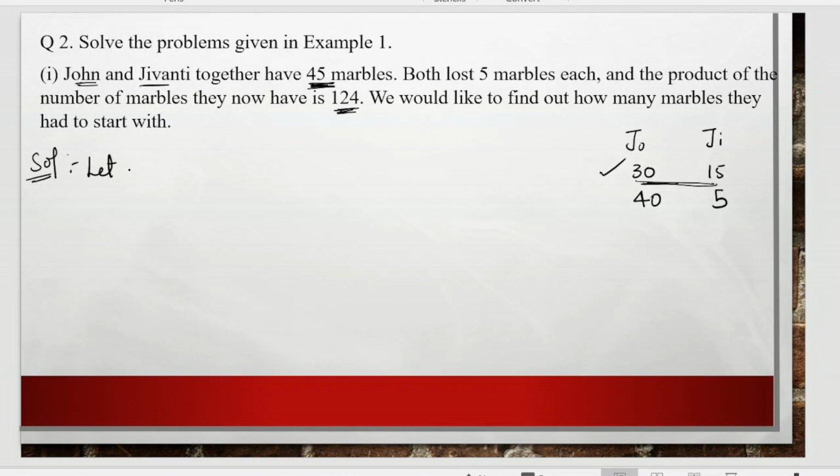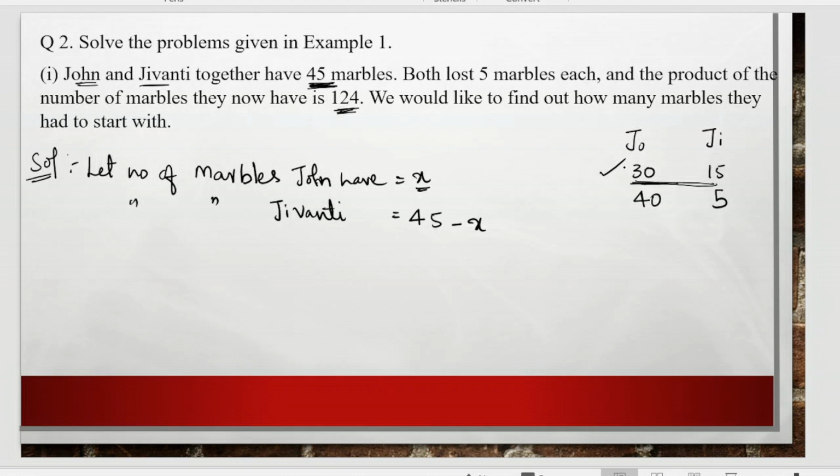We will let the number of marbles John has be x. And the number of marbles Jivanti has is, see, total they have 45 marbles. So if John has x marbles, Jivanti will have 45 minus x. Let us take this example: if John has 30 marbles, then Jivanti will have 45 minus 30, which is 15 marbles. You can also take the number of marbles Jivanti has as x and the number of marbles John has as 45 minus x. You can take any of them.